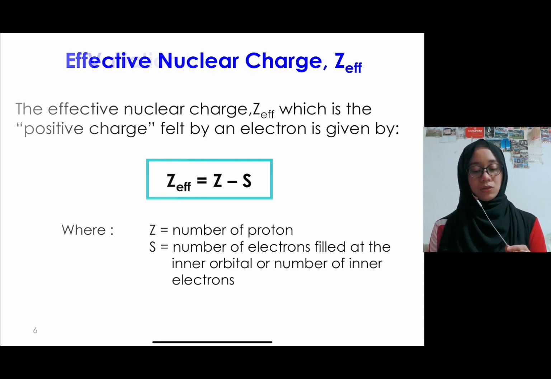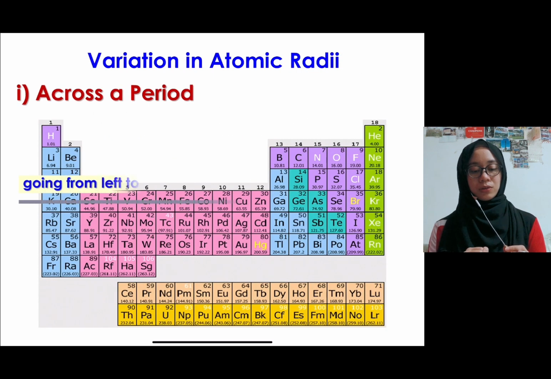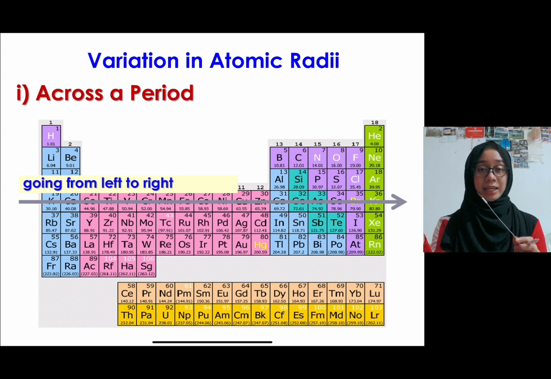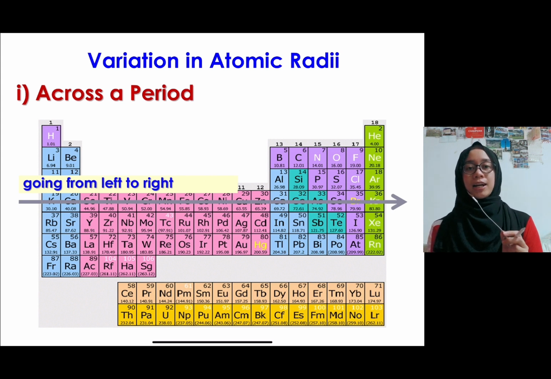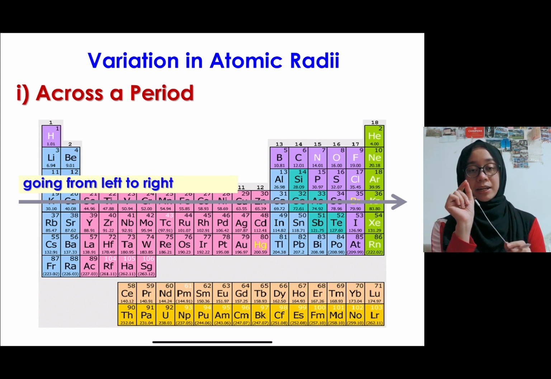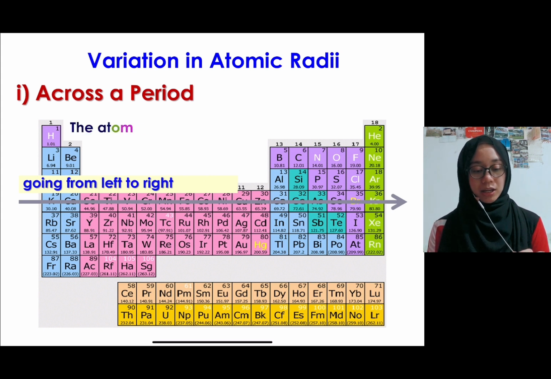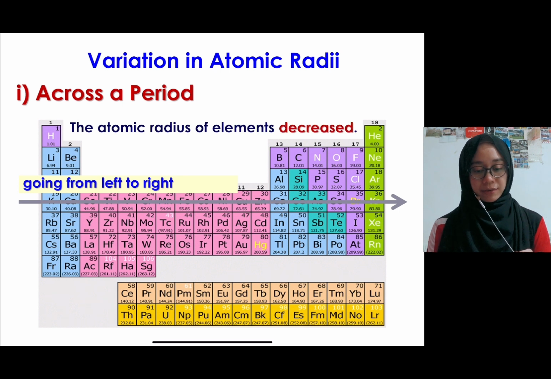Okay, so kalau kita tengok untuk ini, kita tengok dahulu untuk across period lah. Untuk across a period, bermaksud daripada kiri ke kanan, kita akan guna ZEF ni. ZEF adalah the main factor yang affect the variation in atomic radii across a period. Okay, so the atomic radius of elements decrease from left to right.